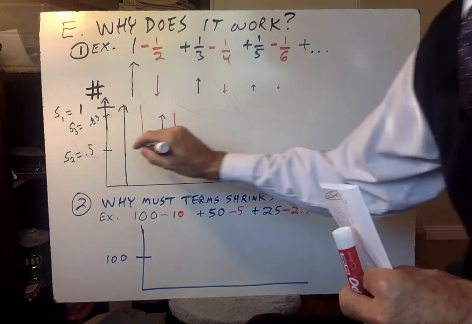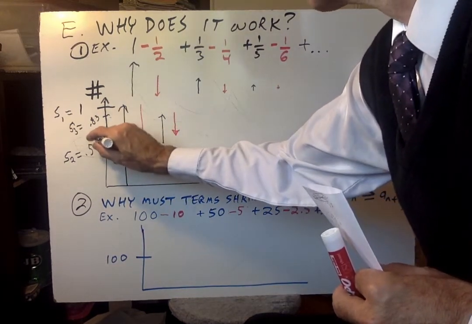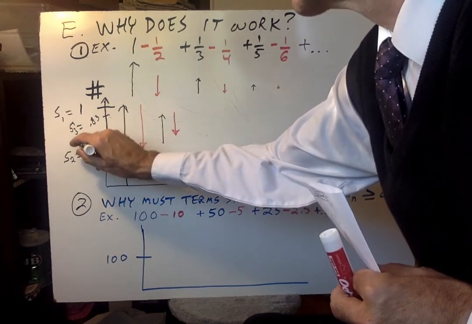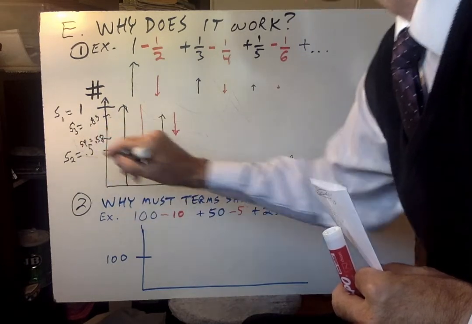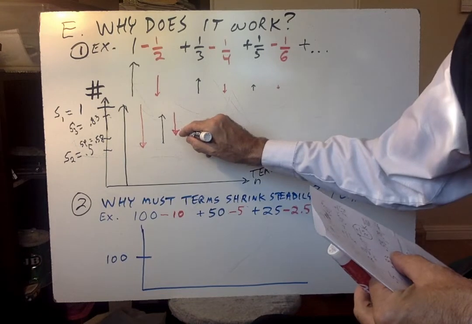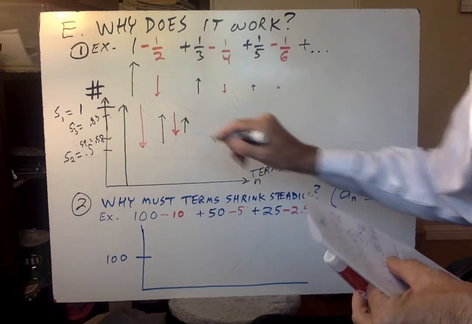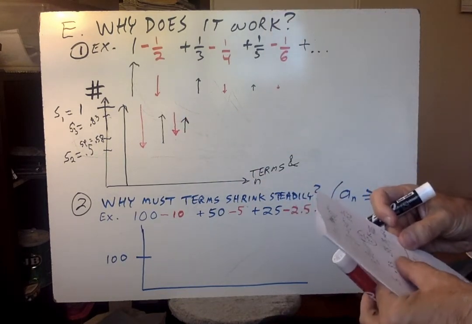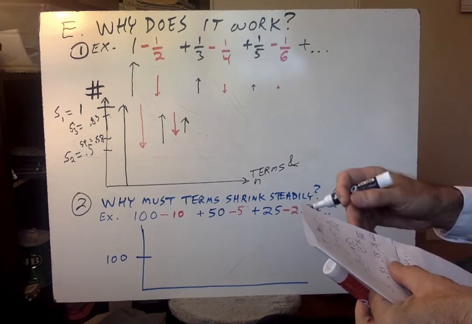Okay, and that gives us the next partial sum is 0.58. That's S4. And we'll just do one more. Add back a 5th. Okay, and that gives us the next partial sum, which is 0.78.